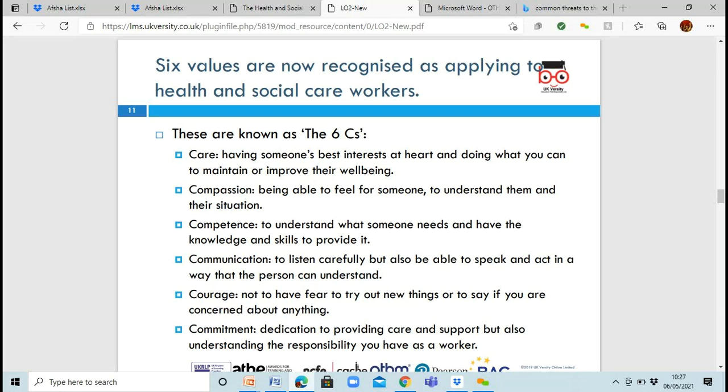Then you've got courage. So your courage is not to have fear to try anything new, and also to say, if you're worried about something, "Yeah, I'm worried about this particular thing," or "I'm not confident about doing this procedure or looking after this patient on my own." You've got the courage to speak up for yourself or speak up for your patient. And then commitment. So to be dedicated to providing care and support, but also understanding the responsibility you have as a worker. So this gets covered, this is the 6 C's, and these are the values within healthcare.